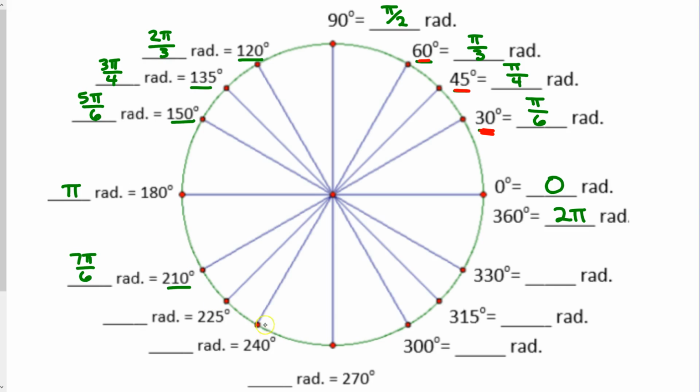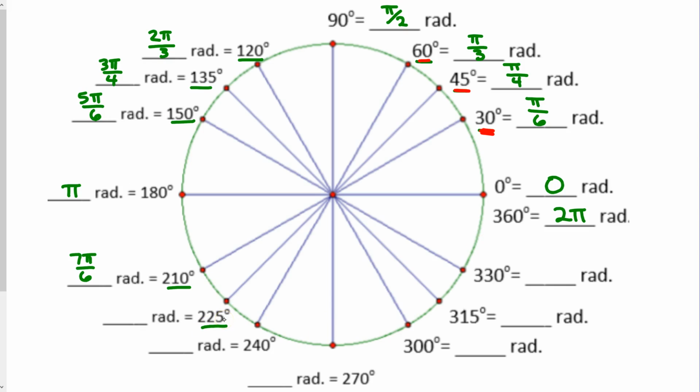What you're going to notice on the bottom half of the circle is that the fractions are improper, like 7 over 6. The numerator is greater than the denominator. On the top half of the circle, the fractions were not improper. The numerator, like 2/3, the numerator is smaller than the denominator. The fractions are improper on the bottom half because the number of radians is greater than 1 pi. So the fraction is going to be greater than 1.